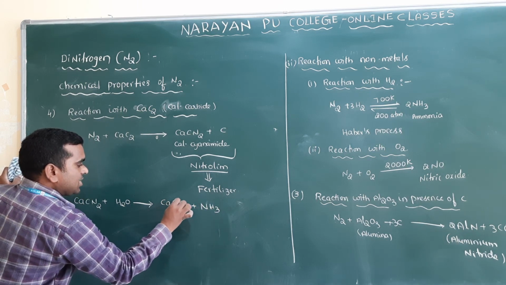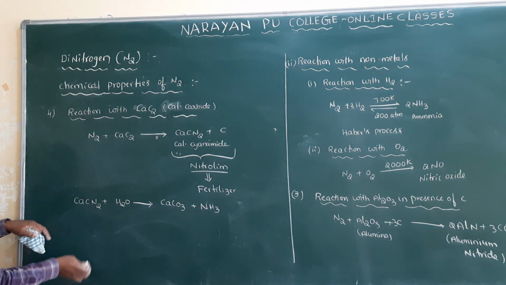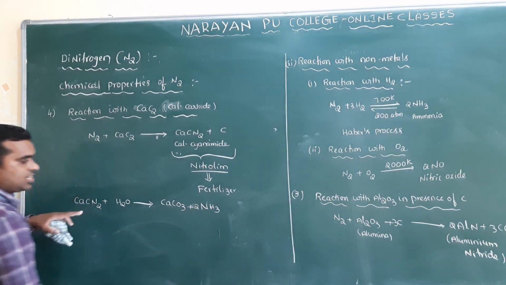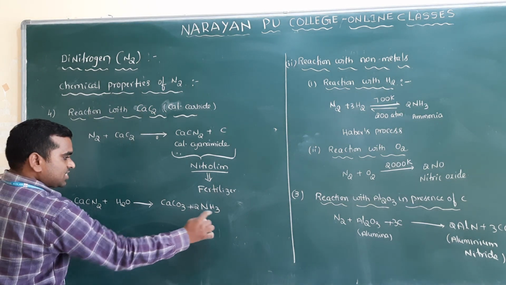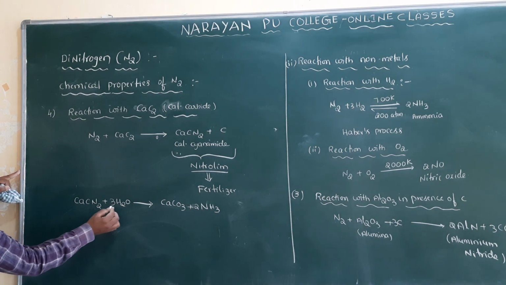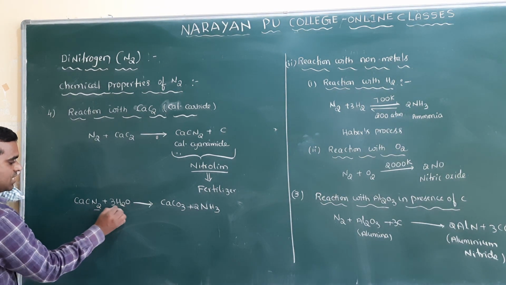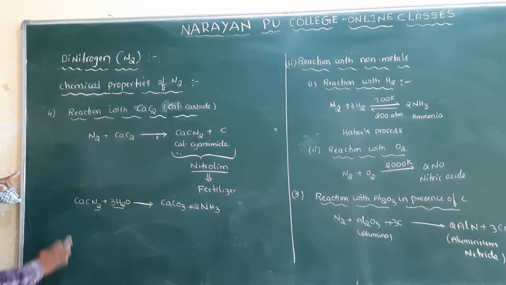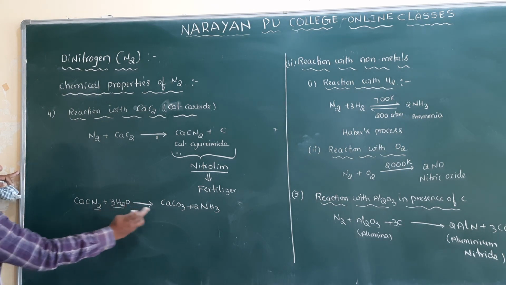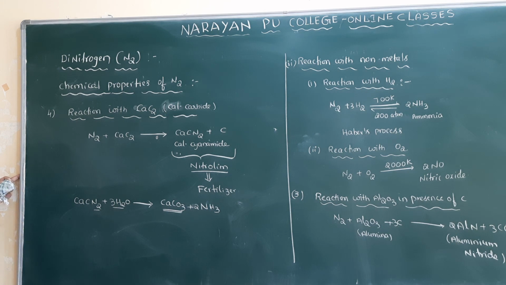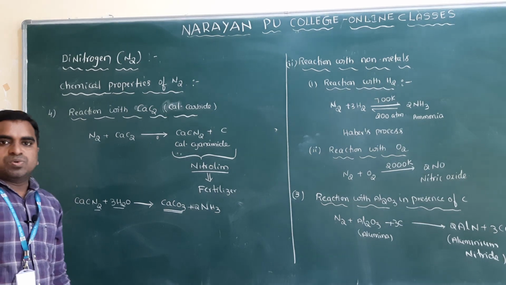Ammonia plus calcium carbonate. See here? So here, how many nitrogens are there? 2. That means I have to multiply this equation by what? 2. Then how many hydrogens are there? 6. 6 means I have to multiply this one by 3. Now the nitrogen and hydrogen will be removed as ammonia. Calcium, carbon and 3 oxygens are there, that is CaCO3, calcium carbonate. Clear? So this is about the chemical reactions of nitrogen.